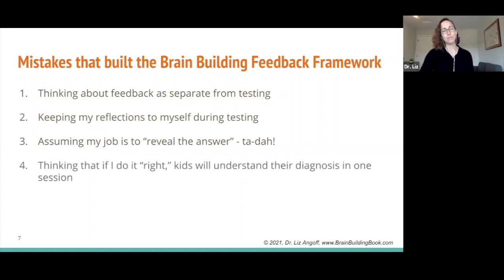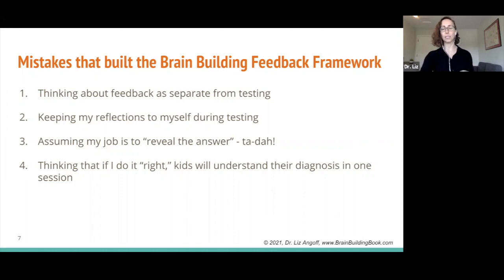And then finally, thinking that if I do this feedback session right, that kids are going to understand their diagnosis in one session. That's what we would need. Just realizing that was an unrealistic expectation. That these concepts are so complicated, and this is not how learning works. Learning doesn't work by just one moment. It works by repetition and being able to apply things in different ways.